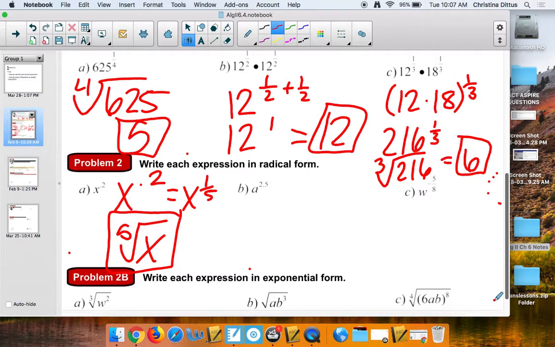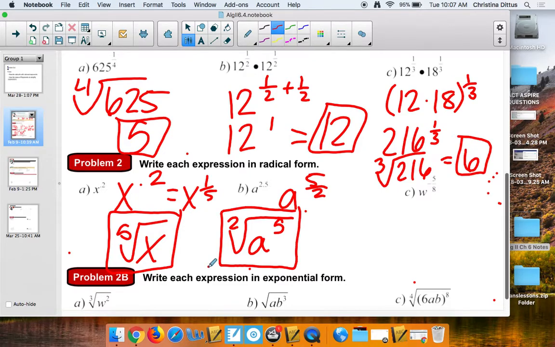What about a to the 2.5? How can I write that? I don't like decimals, so I can write it as a fraction: 5/2. A to the 5/2. This one's a little bit different. We said the bottom becomes my what? My index. Okay, so I'm going to bring my 2 out. A is my radicand. And then the 5th is still my power. It's just inside. Okay? So my bottom number, my fraction, my denominator, comes out as my index.